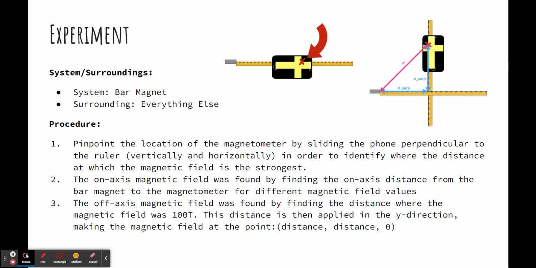So you're going to pinpoint the location of the magnetic sphere by sliding the phone perpendicular to the ruler, vertically and horizontally, so you can find the distance at which the magnetic field is the strongest, and that can be seen in this picture. And the on-axis magnetic field was found by finding the on-axis distance from the bar magnet to the magnetosphere, or magnetometer, for different magnetic field values. And the off-axis magnetic field was found by finding the distance where the magnetic field was 100. And this distance is then applied in the y direction, and that makes the magnetic field at the point d perp, and 0. And that can be seen in this picture.